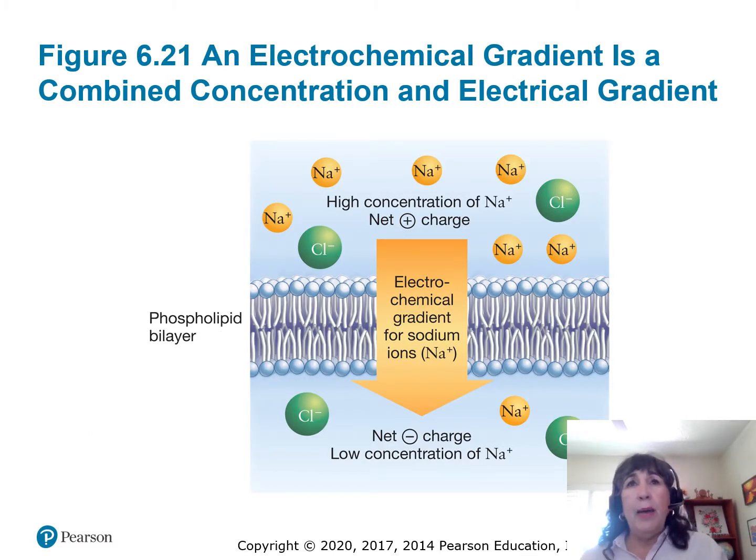So here's an example of sodium and chlorine. Notice on one side of the membrane we see an abundance of sodium. So we have an abundance of sodium, which is a concentration buildup, but we also have a buildup of positive charges. And this charge and concentration gradient is going to move sodium from one side of the membrane to another. But it's going to move through this channel, this opening within the membrane caused by a protein.